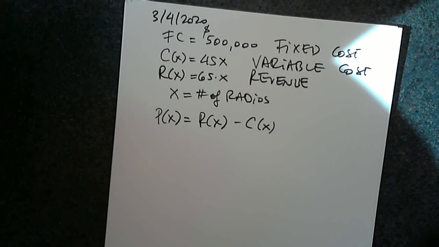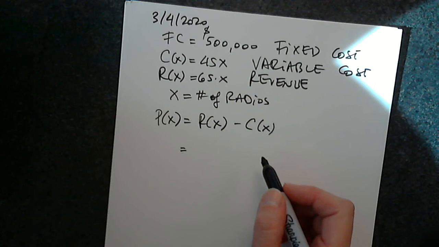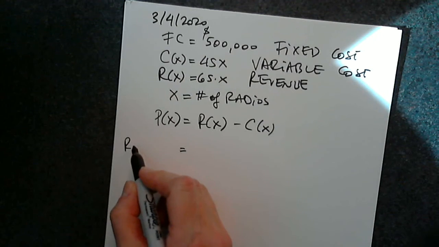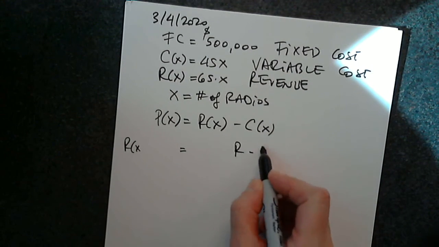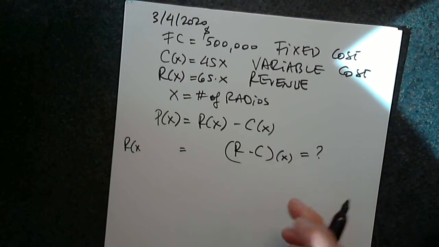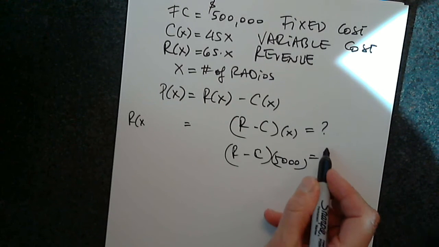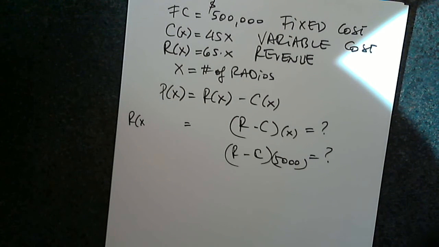These are both functions of the number of radios we produce and sell. So the profit is money coming in, revenue, minus the cost for each radio. It's R minus C in parentheses, and then parentheses again, 12,500. Right. So they're really asking us to find R minus C of X, but basically R minus C of 12,500 units. That's what they're asking us to do.